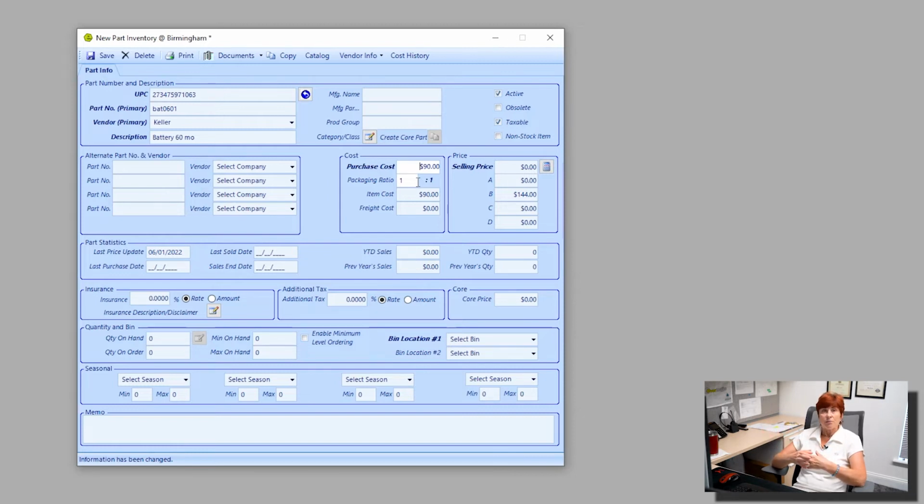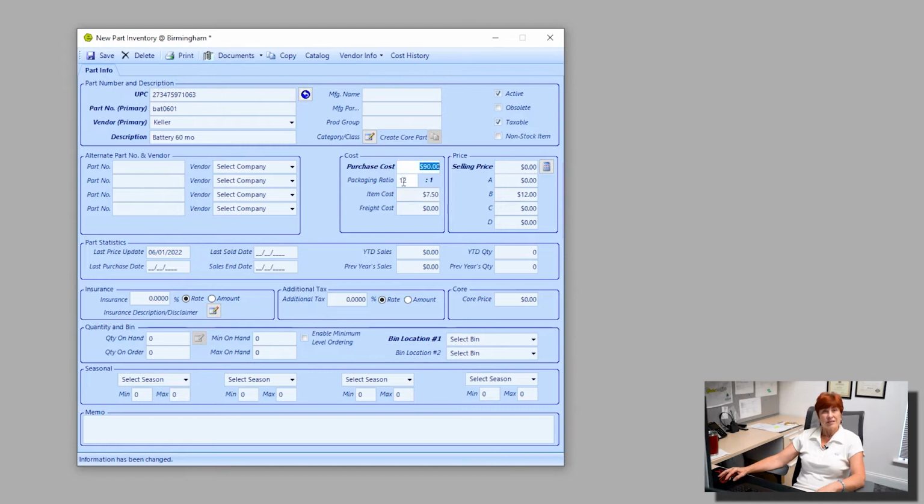Let's use the example of, let's say, the sealant. If you're purchasing sealant, there may be 12 tubes in a package. So currently, my item price is $90. Watch what happens when I change this ratio to 12-to-1, and then you hit enter or tab. So it would show then each item costs $7.50.